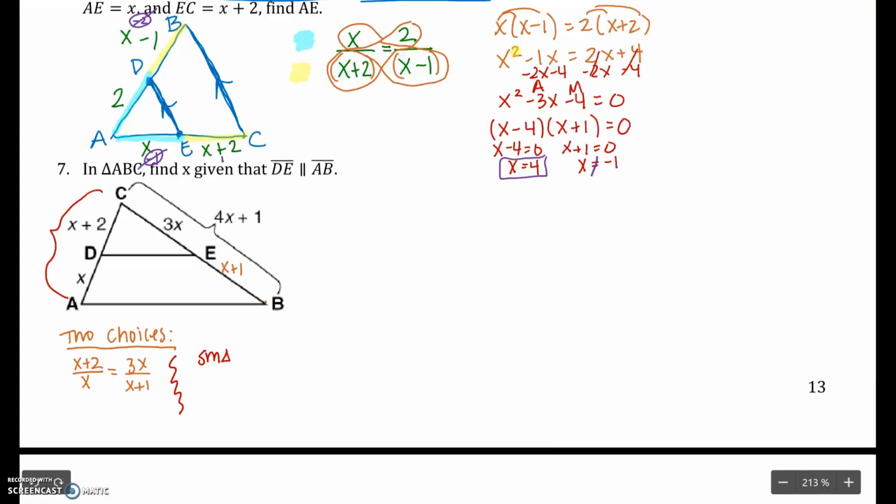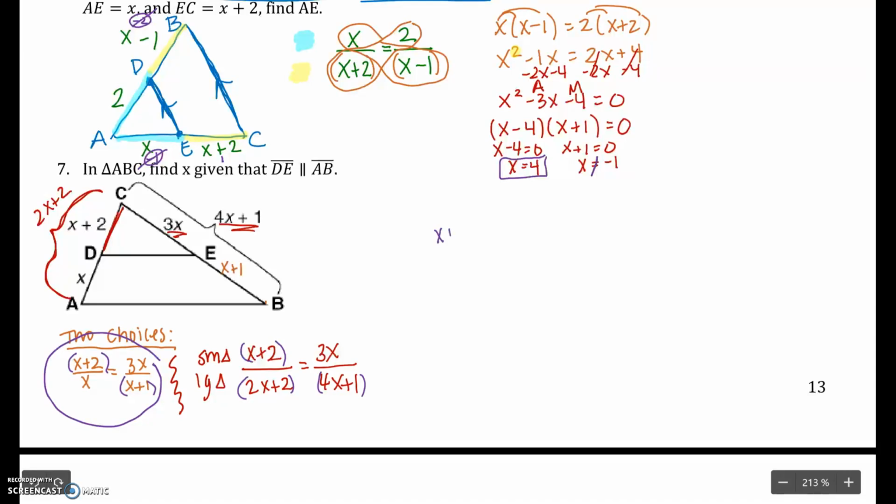I could treat it as small triangle and large triangle like I've been doing. The small triangle is x plus 2, and the large triangle on this side, you'd add those together, it would be 2x plus 2. The small triangle has the 3x, where the large triangle, the whole thing, would be 4x plus 1. No matter which way you choose to set this up, your answers will be the same. I tend to pick the one with the least amount of binomials. This one only has 2 binomials, whereas this one's got 3, because this is going to require more distributing. So I'm going to choose this one here to solve.